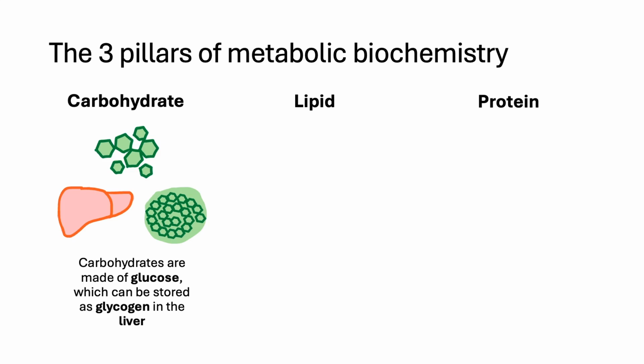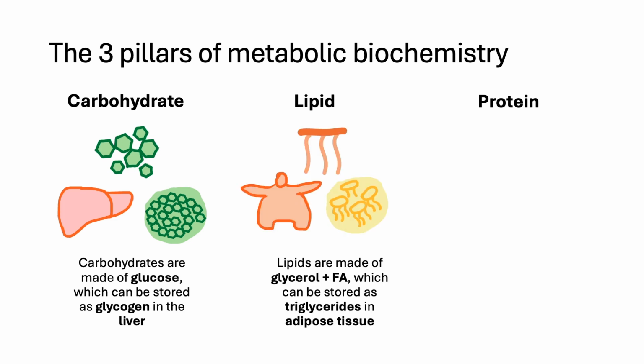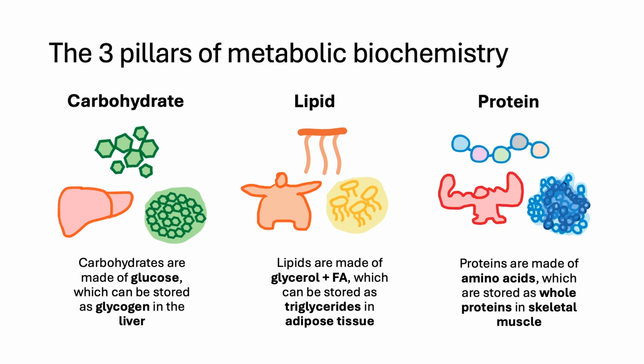So just summarizing that concept, we have carbs, lipids, and proteins, the three pillars of metabolic biochemistry. Carbohydrates are made of glucose, which can be stored as glycogen in the liver, the guardian of glucose. Lipids are made of glycerol and fatty acids, which can be stored as triglycerides in the adipose tissue, the guardian of fat. And finally, proteins are made of amino acids, which are stored as whole proteins in skeletal muscles, the guardian of protein. And so every single biochemical reaction that we think about from now on, I want you to think in terms of these three pillars.